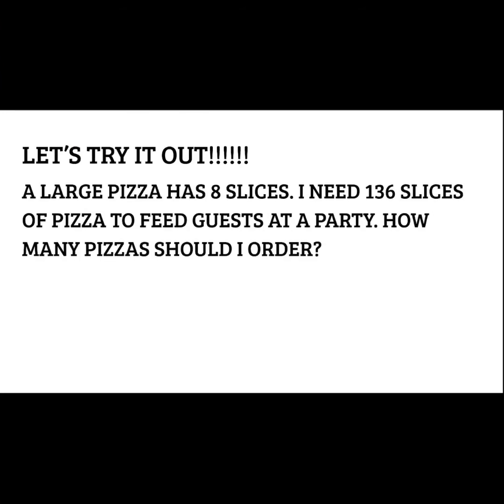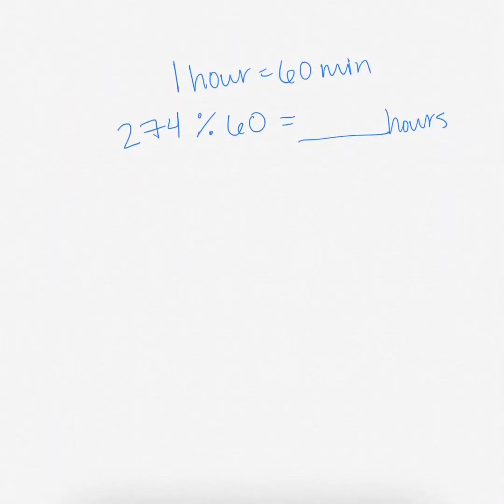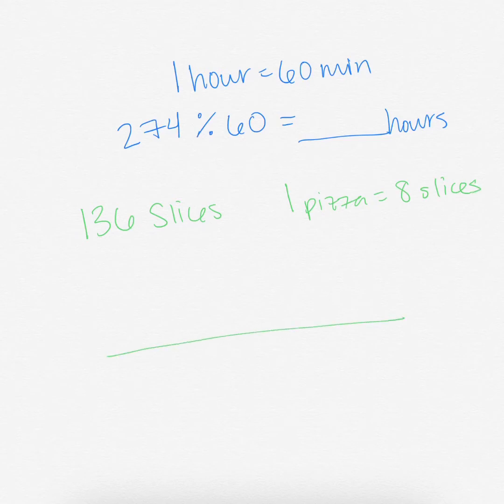Next example, a large pizza has 8 slices. I need 136 slices of pizza to feed guests at a party. How many pizzas should I order? So I need 136 slices, right? I know that 1 pizza equals 8 slices because that's what they told me in the question. I would draw my T-chart, and whatever they give me goes in that first box. So 136 slices. Right under that, I don't have anything, so I'll put my smiley face.